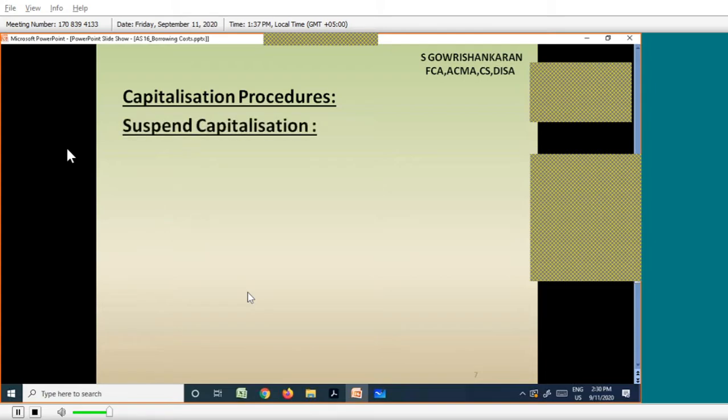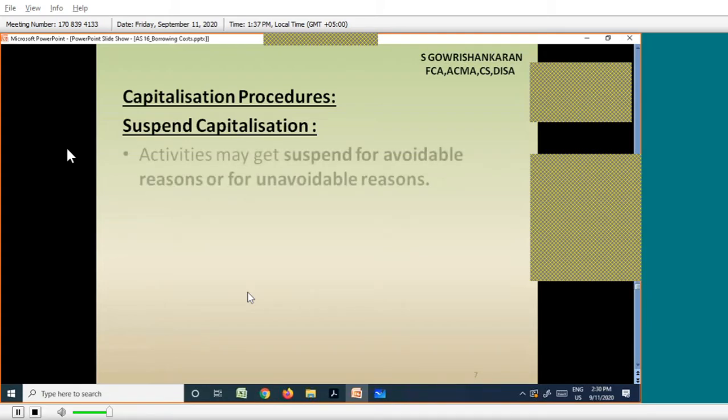Capitalization position. Suspend capitalization. What is suspend capitalization? Suspend capitalization means temporarily we are not allowed to capitalize the interest. When we should not capitalize the interest temporarily, that we have to understand. Okay? That we will understand now. Activities may get suspended for an avoidable reason or an unavoidable reason.